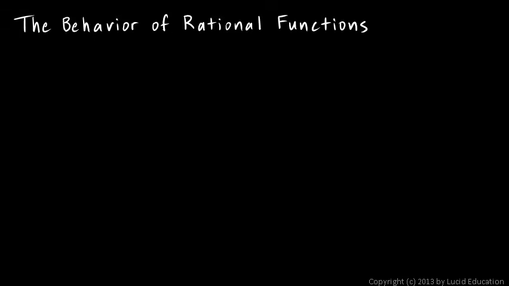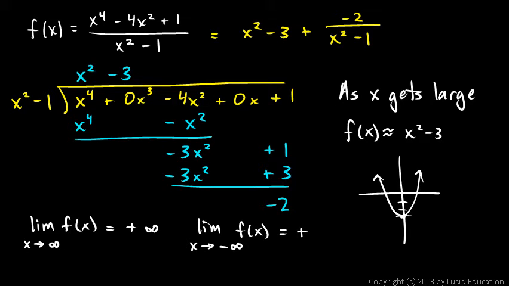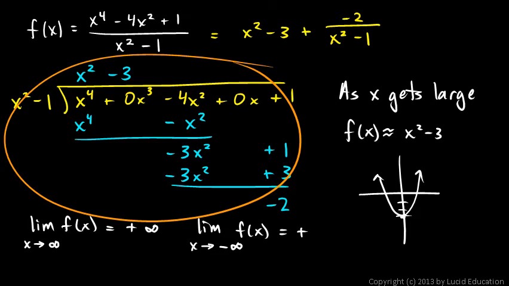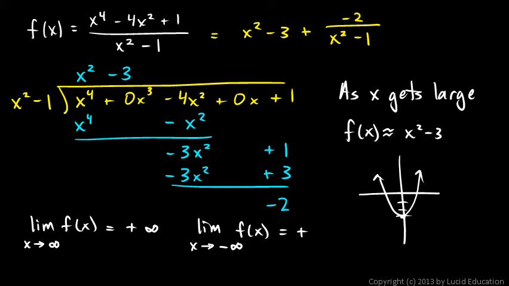Alright, we're still talking about the behavior of rational functions, and let's pull up that screen we were just looking at with this function, x to the fourth minus 4x squared plus 1 over x squared minus 1. And we did all this long division, which is a tedious, cumbersome process, but it gave us this result, that the function behaved like a parabola for large values of x. Well, it turns out we typically don't have to do that.